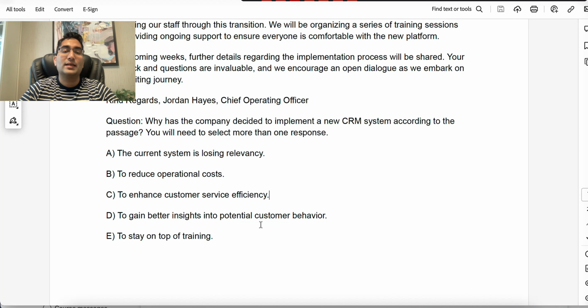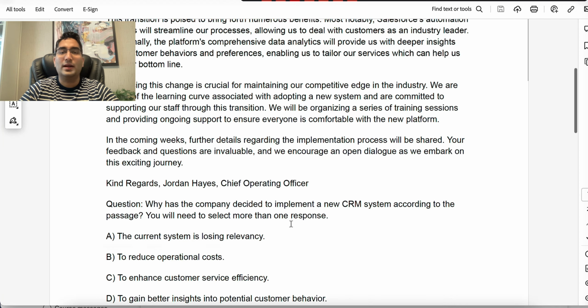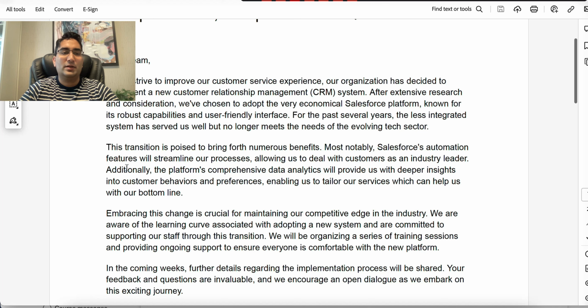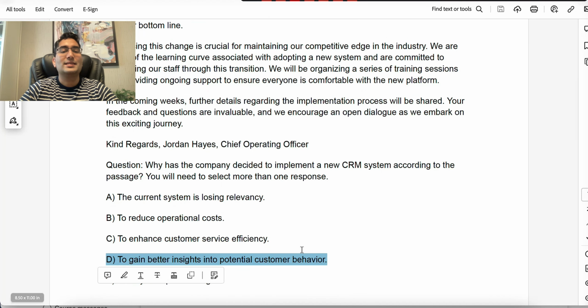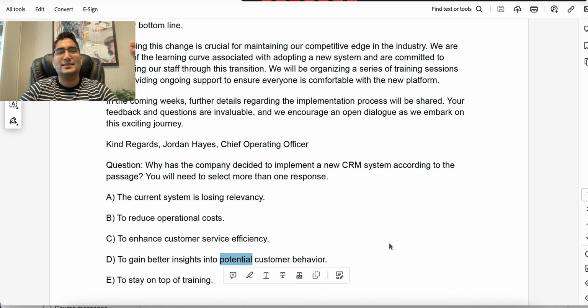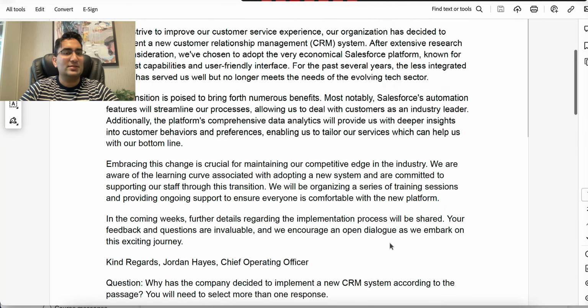To gain better insights into potential customer behavior. Let's see again what they're talking about customers. This platform's comprehensive data analytics will provide us with deeper insights into customer behaviors and preferences. So this should be the answer, but it's not, because this is saying potential customer behavior. That one word, again, it's that adjective, which means future customer behaviors. And that is not mentioned here.